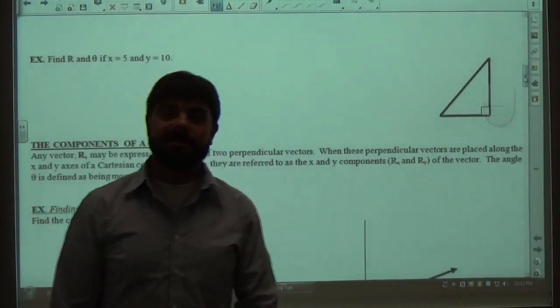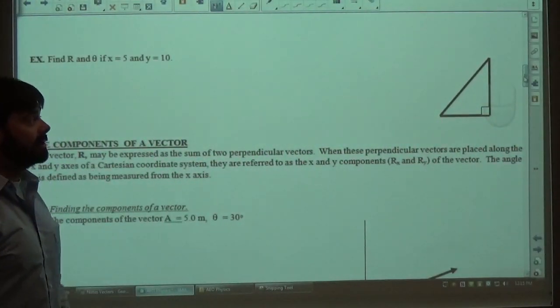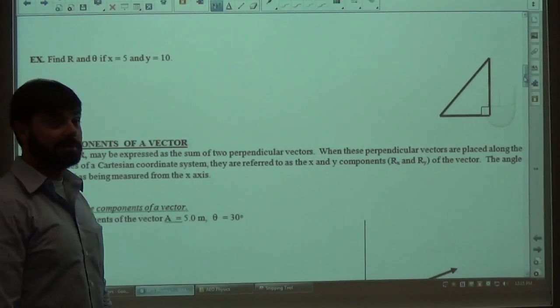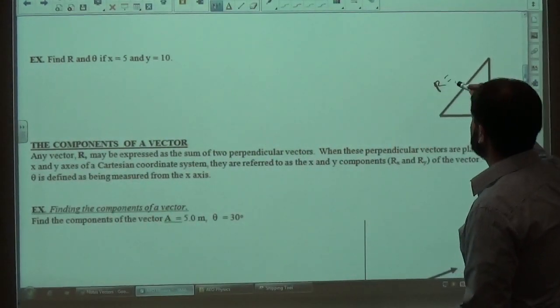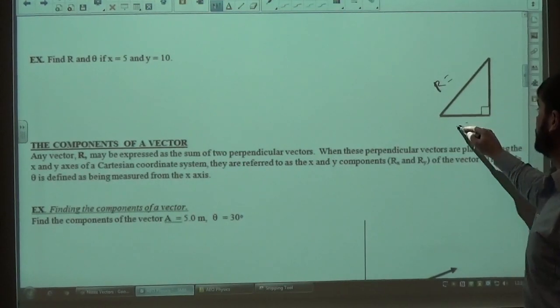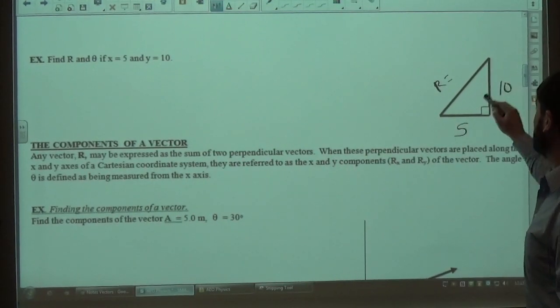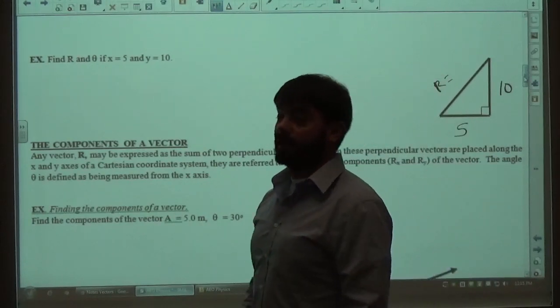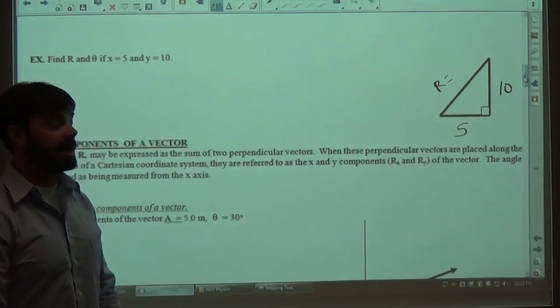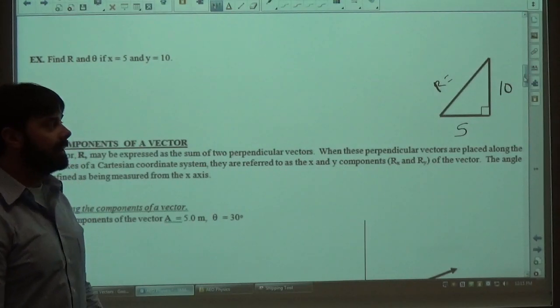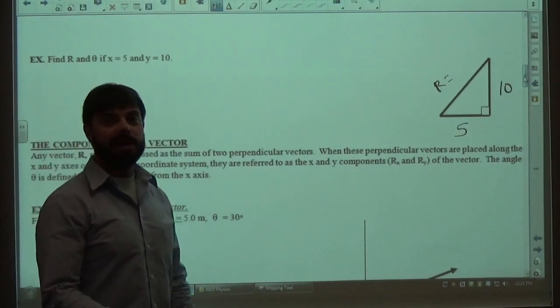Next example, this says they want us to try to find r, so we do not know what r is. So r is the unknown here, and they tell us that x is equal to 5, and they tell us that y is equal to 10. So we do not know theta, and we do not know r, so things are kind of given to us in an opposite order. So what you've got to think about here a little bit is, what do we have?